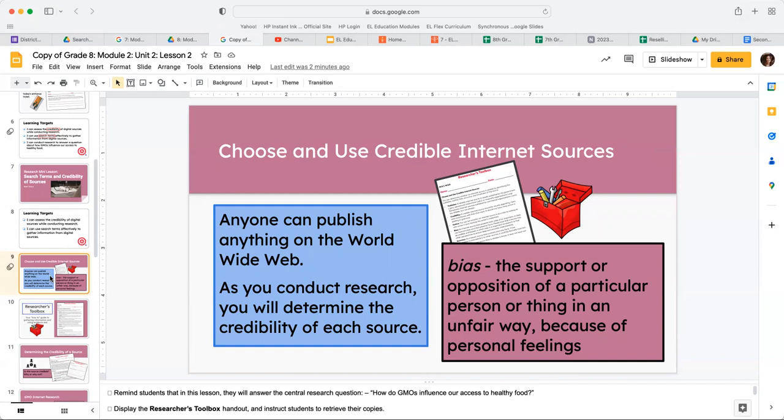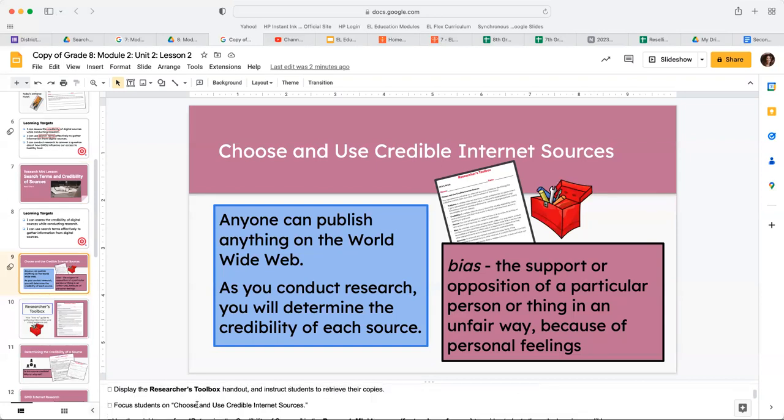I want you guys to capture this vocabulary word and write it into your notebooks. So the term bias. Bias means the support or opposition of a particular person or thing in an unfair way because of personal feelings, okay?